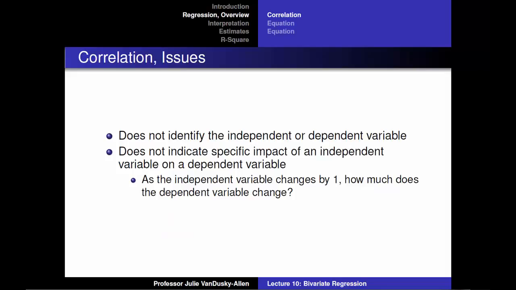In the previous lecture, I showed you how to calculate a correlation coefficient between two variables. A correlation coefficient tells you the direction and magnitude of the relationship between two variables. But it does not distinguish between one variable being an independent variable and the other variable being the dependent variable. In addition, it does not tell us the specific impact of an independent variable on a dependent variable. Sometimes we want to know, as the independent variable changes by 1, how much does the dependent variable change?